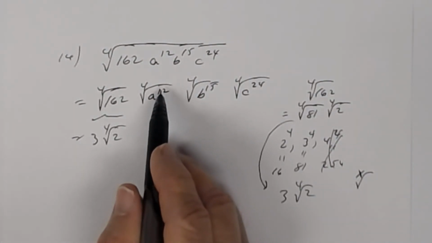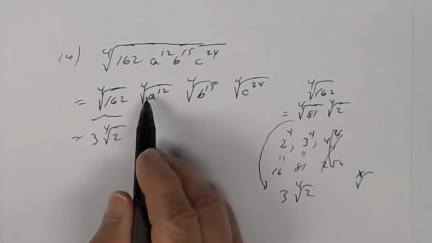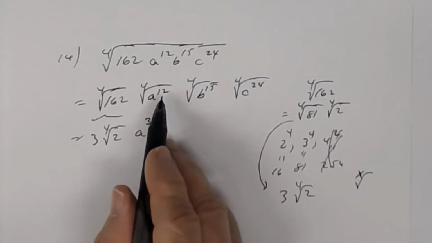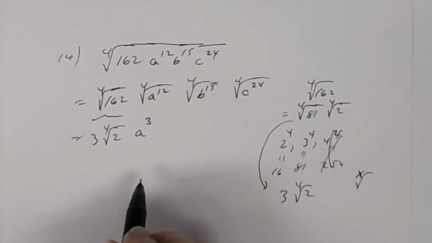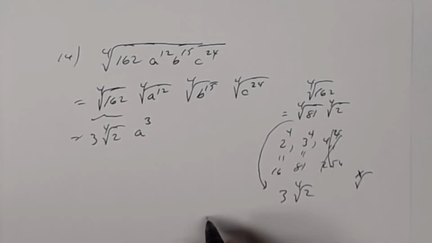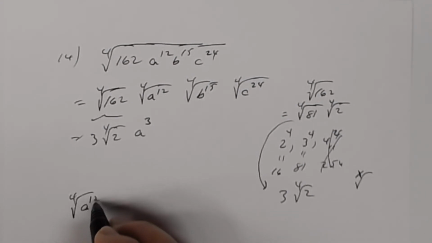Now I can simplify this because 12 is greater than or equal to 4. In fact, it's an easy one because 12 is divisible by 4. So the fourth root of a to the 12th is a cubed. 12 divided by 4 is 3. Okay? 15 is not divisible by 4, so I got to work that out. So let's do that here. Let me write it here. Fourth root of a to the 15th.